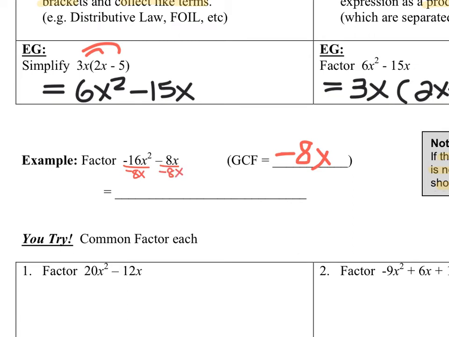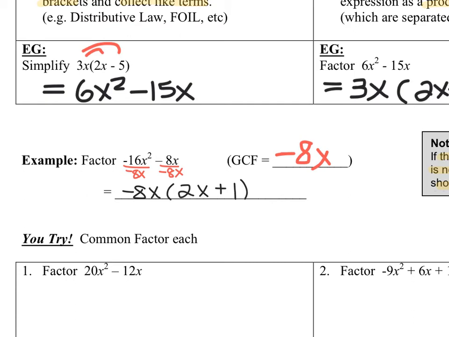When I write my factored equation, I put the greatest common factor out in front, and then I'm going to write the quotient for when I do the division. So negative 16 divided by negative 8 is now positive 2. X squared divided by x, there's just 1x left. And then negative 8 divided by negative 8 is positive 1. X divided by x is just 1. So we just leave it like this.